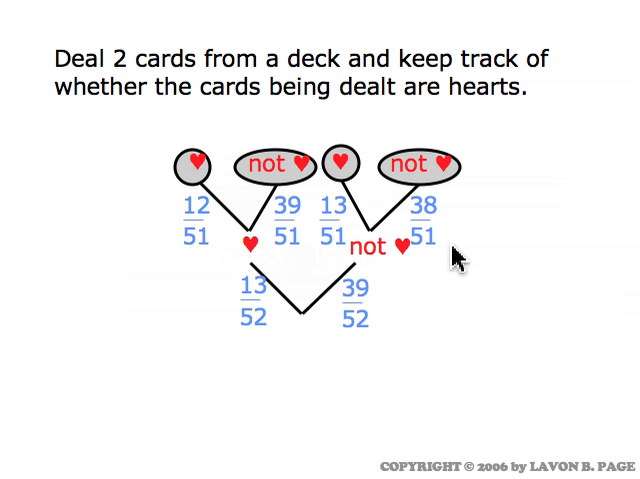Now once we get above that point in the tree, once we get above the first level, the probabilities entered are conditional probabilities. If the first card is a heart, then what do we have left in the deck? We have 51 cards, of which 12 of them are hearts. So the chances of the second card being a heart will be 12 over 51. And in the same way, the chances of the second card not being a heart, based on our knowledge that the first card is a heart, would be 39 over 51, since 39 of the 51 remaining cards are not hearts.